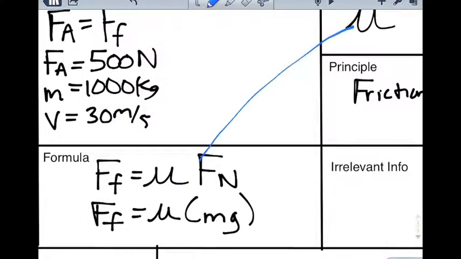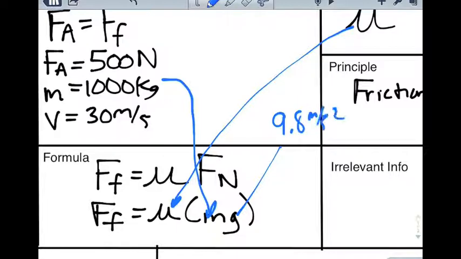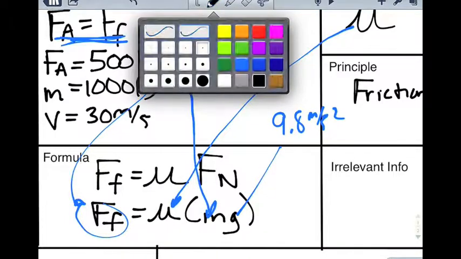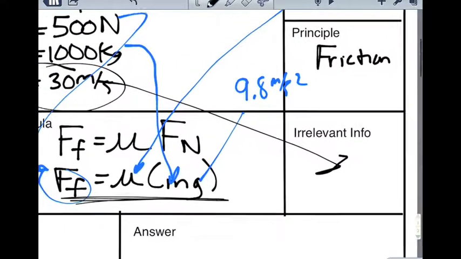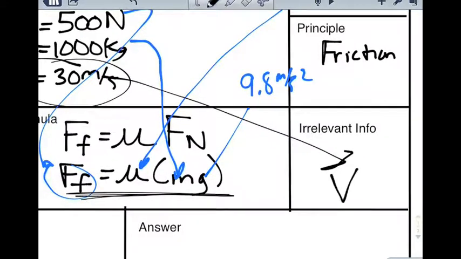I'm trying to solve for the coefficient of friction, and that's in the equation, that's good. I have the mass, which is good. Gravity is a constant, 9.8 meters per second squared. So if we had the force of friction, we could solve this problem. But this is the key thing: the force applied is equal to the force of friction, so that goes right there. It turns out that we do have a piece of irrelevant information here. It tells us the velocity, but velocity is nowhere in this equation, so the irrelevant information is the velocity in this case.